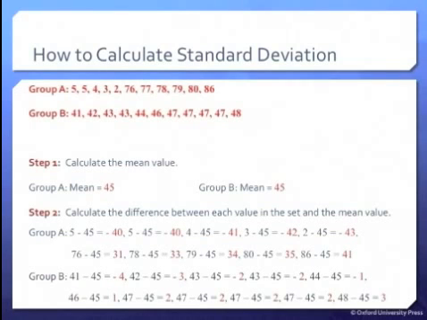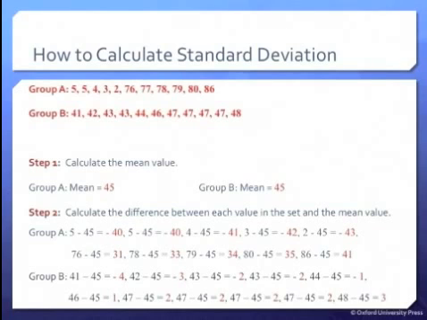Now we already calculated that the mean for both Group A and Group B was 45. Our next step then is to calculate the difference between each value in a set and the mean. So we want to subtract the mean from each value in the set. This means that for numbers that are smaller than the mean, we will end up with a negative value because we will be taking the small number and then subtracting 45 from it. So for example, in group A, the first value in this set is 5. So we will be subtracting the mean 45 from 5, which will give us negative 40.